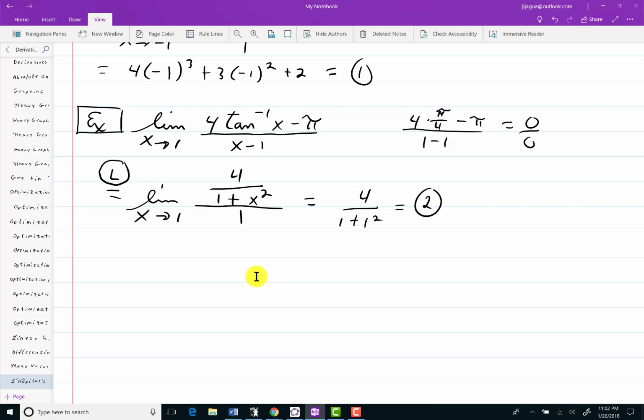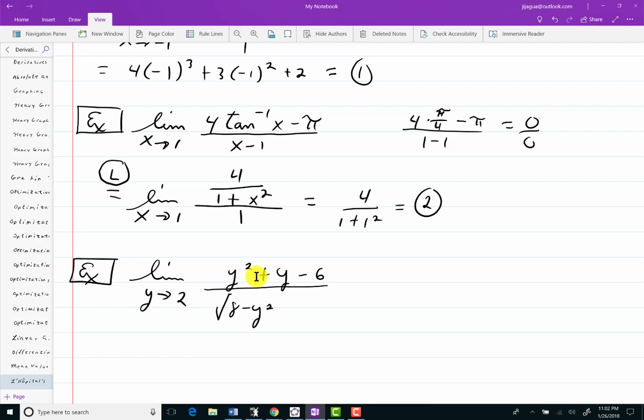Let's try another example. The limit as y goes to 2 of y squared plus y minus 6 divided by the square root of 8 minus y squared minus y.